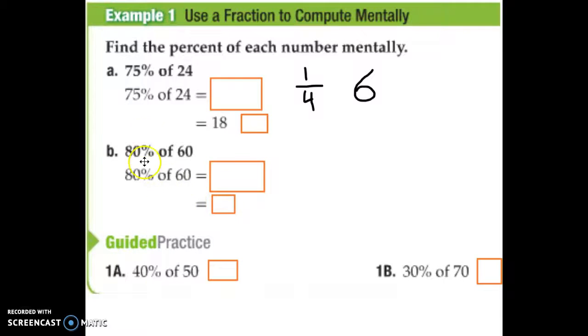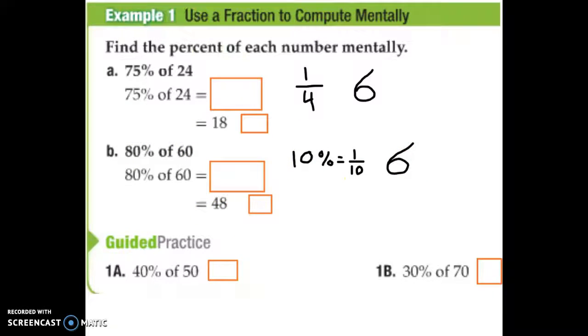Here's 80%. Well, I know 10% is a tenth, so I just got to move the decimal place once. So 10% is 6. And I got to multiply that by 8. 6 times 8 is 48. Now I'll go back and do it by writing it out. I know 10% is the same as 1/10, which just means divide by 10. So 6 divided by 10 is 6. And now to go from 10% to 80%, I multiply by 8. So 6 times 8 gave me 48.